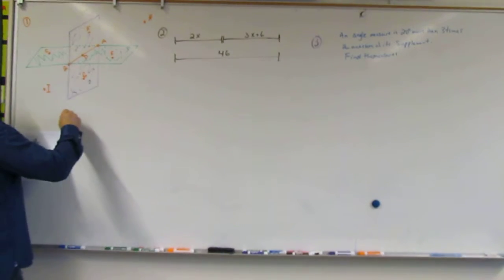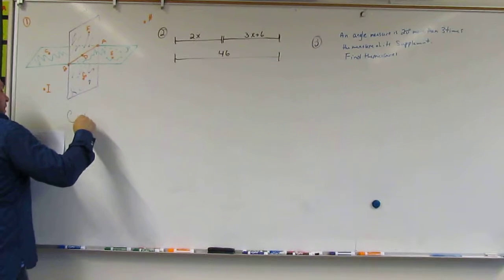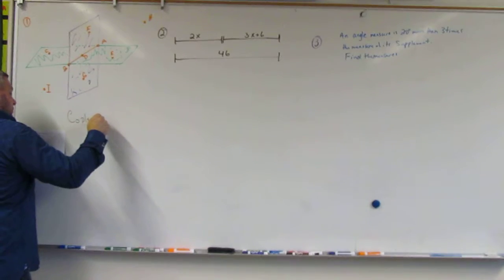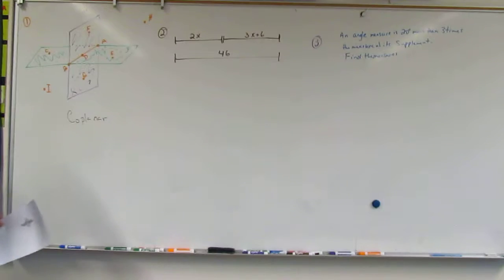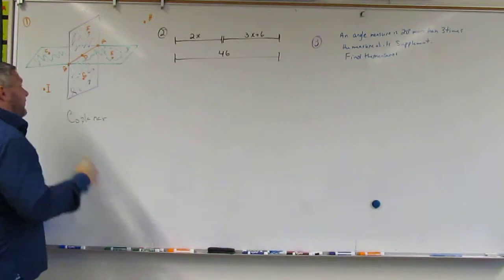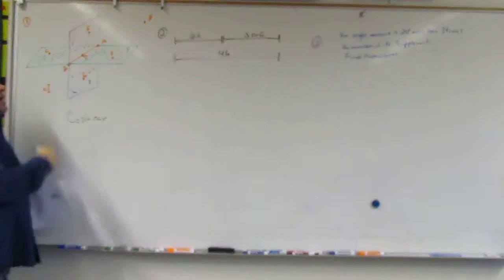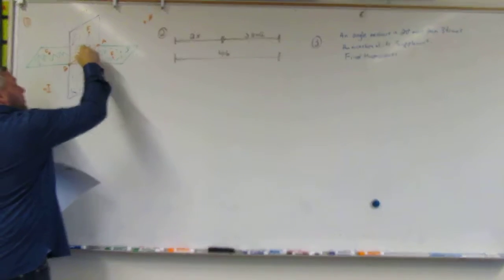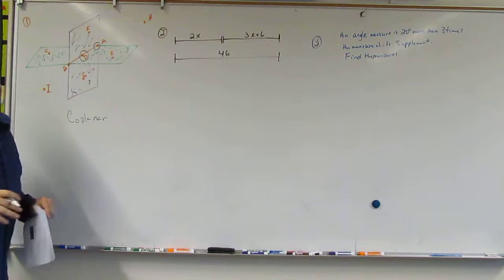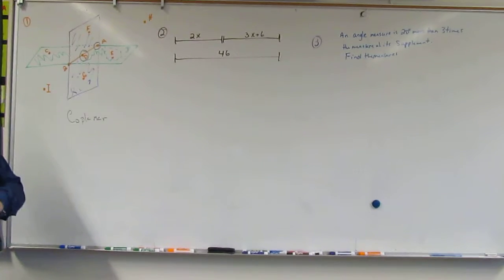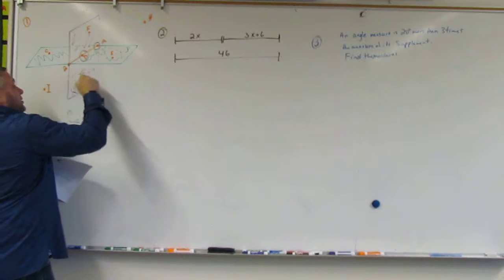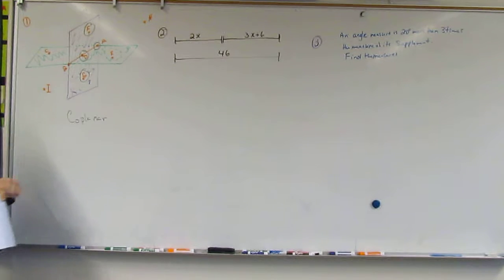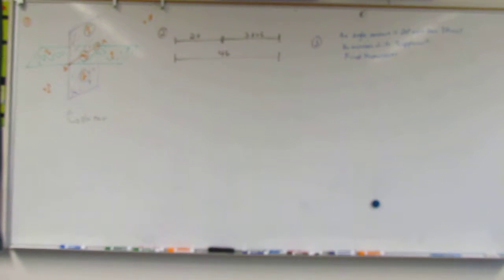On this one, we want to find coplanar. Coplanar means they exist on one plane. Okay? So I need 4 points, but 3 of them can't be on the line. So you could have 2 points on a line, but the other 2 points need to be off of the line. Okay? So like these two. That would be coplanar.